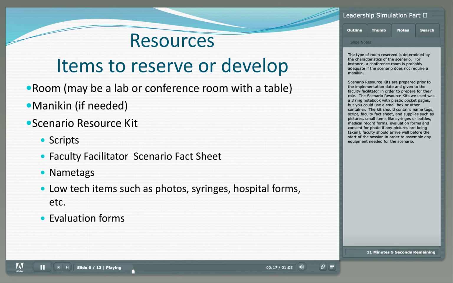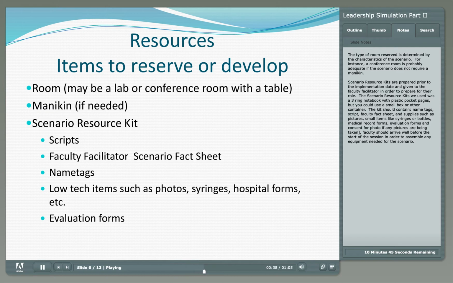Scenario resource kits are prepared prior to the implementation date and given to the faculty facilitator in order to prepare for their role. The scenario resource kit we used was a 3-ring notebook with plastic pocket pages, but you could use a small box or other container.